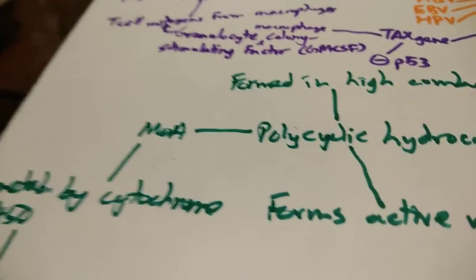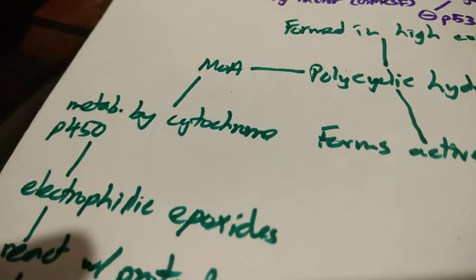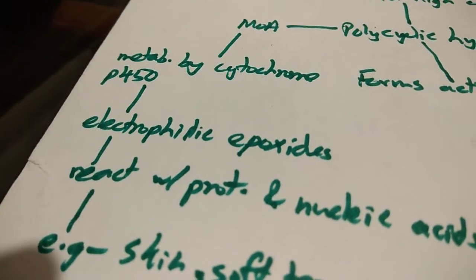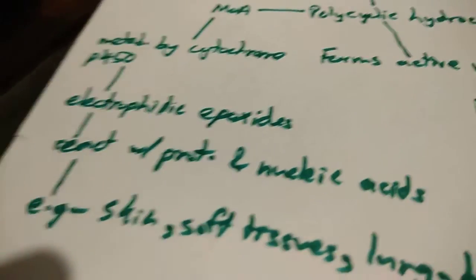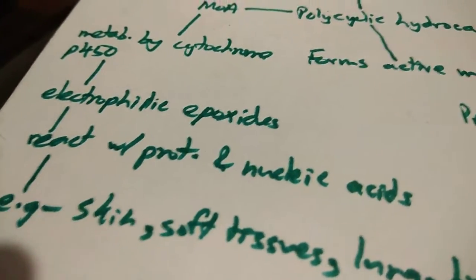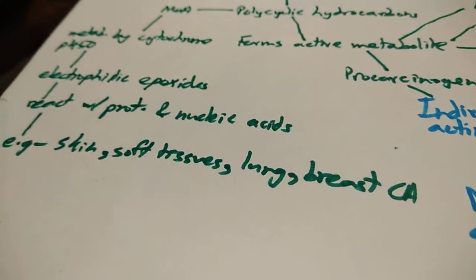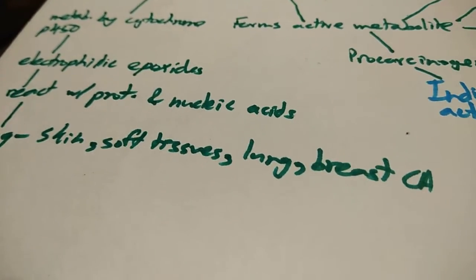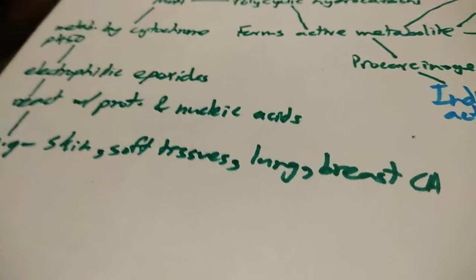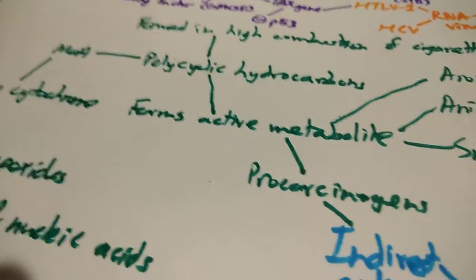Now, how do they act? Basically, they get metabolized by cytochrome P450 in the body to form highly electrophilic epoxides, which then react with different proteins and nucleic acids in the path. As a result, they can cause malignancies, particularly in the lungs, skin, soft tissues, and breast, right? So they cause carcinoma in these four places. Actually, anywhere, but mostly these four places. That's lung, breast, soft tissues, and skin, right? So that was cigarette smoke, how it acts.